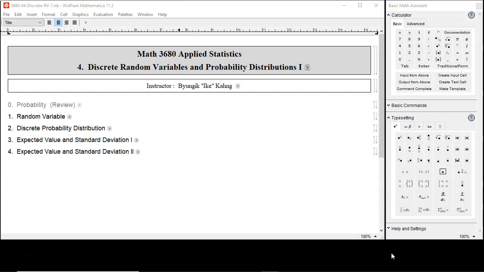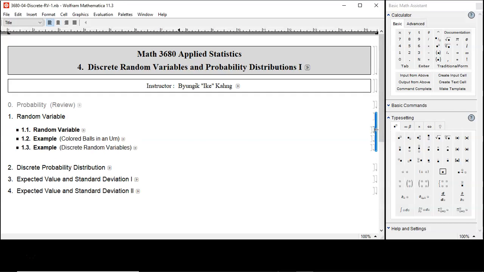What is a random variable? What is a probability distribution? What is a discrete random variable? And finally, what is a discrete probability distribution? You got to know all those. So let's begin. What is a random variable?